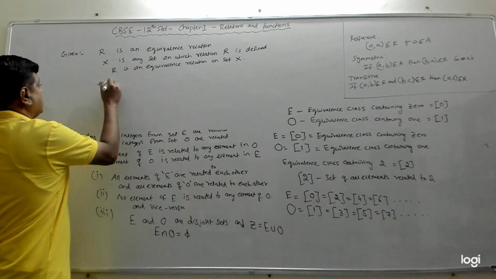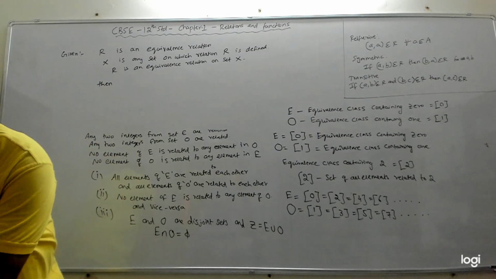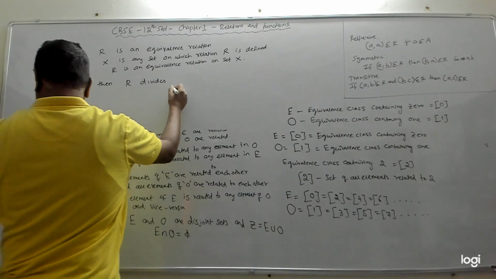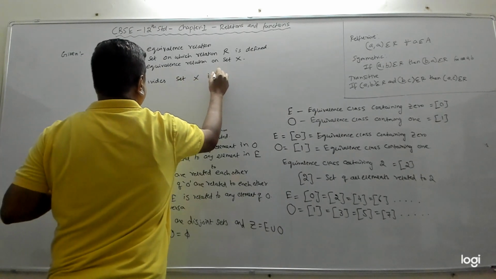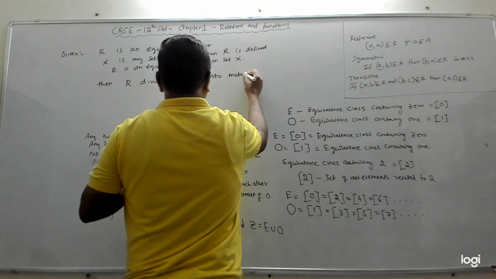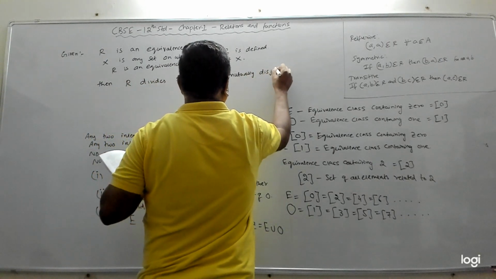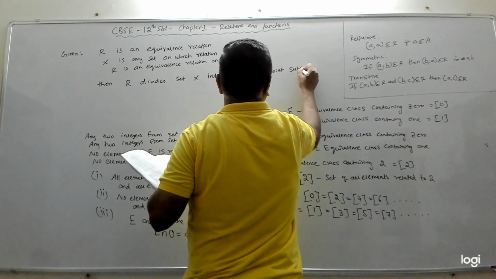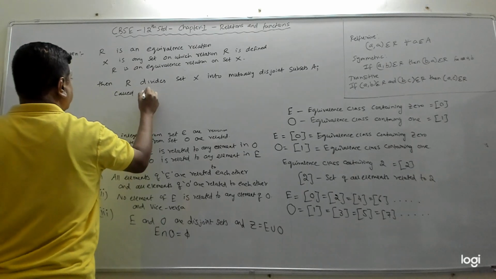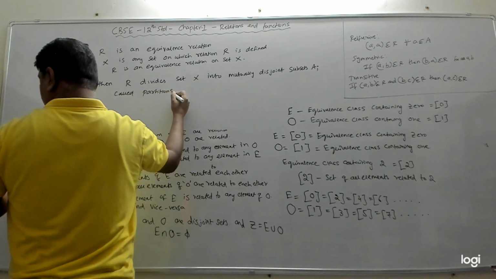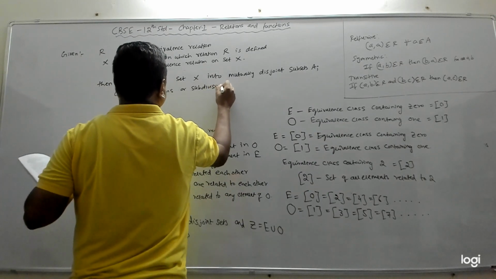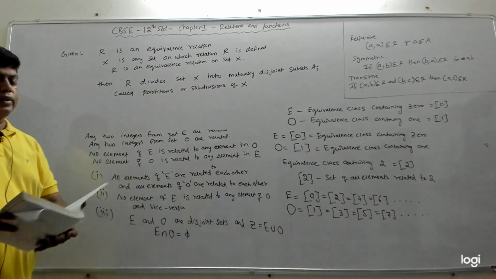Then we can say the relation R divides the set X into mutually disjoint subsets Ai, called partitions or subdivisions of X, satisfying the following condition.